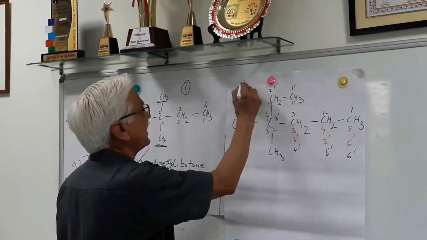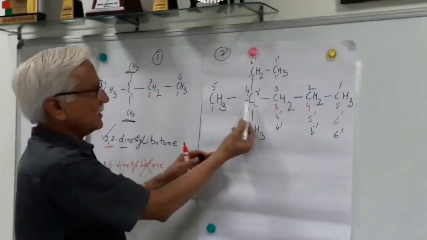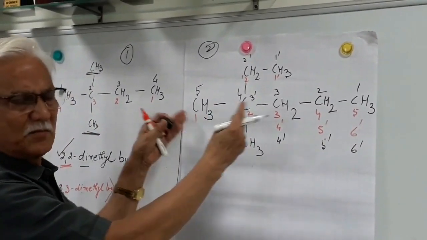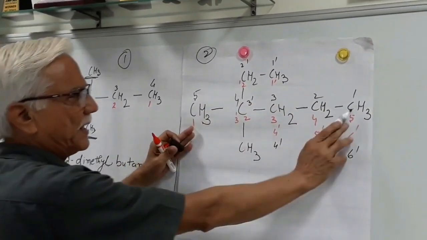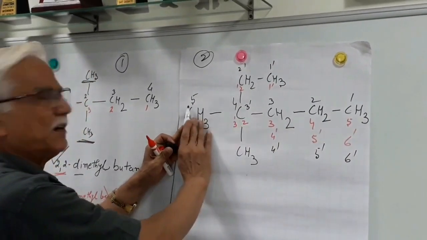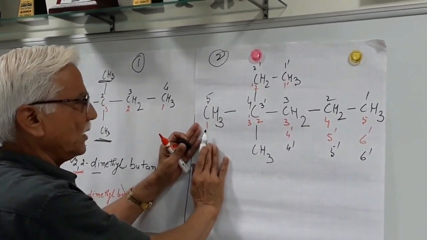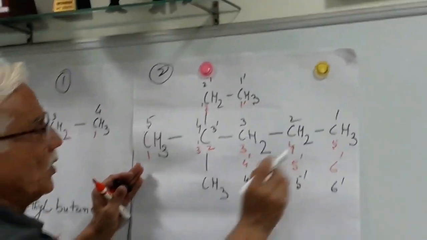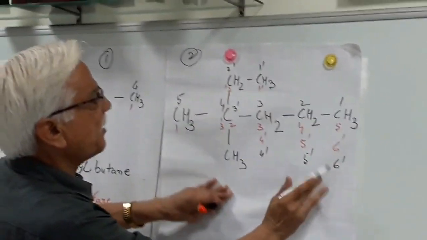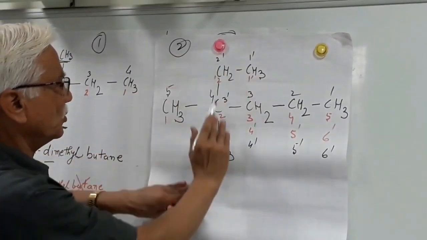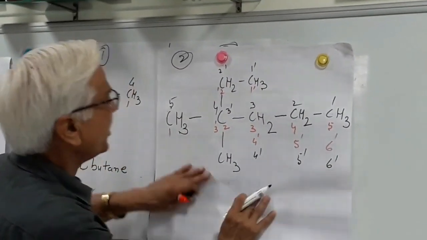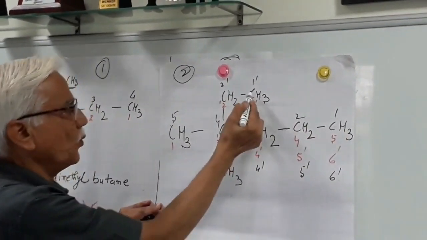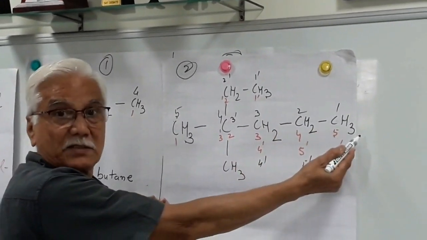This is the second example: CH3, CH2, CH3, CH3, CH2, CH2, CH3. I have written a slightly bigger structure. Say for example, if I start from here, 1, 2, 3, 4 and 5. If I start from here, then 1, 2, 3, 4 and 5. But there is one more way. I can start like this also, 1, 2, 3, then 4, 5 and 6. If I go like this, then it becomes 6.